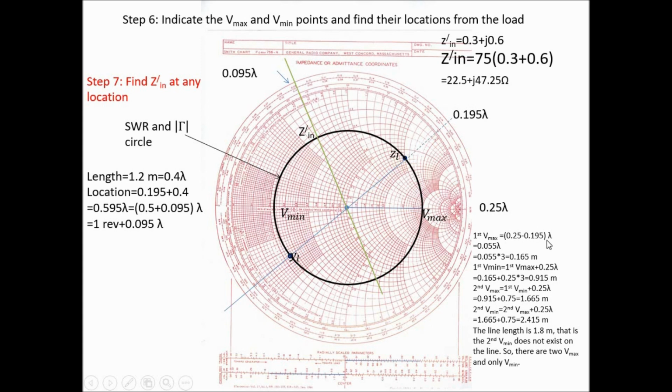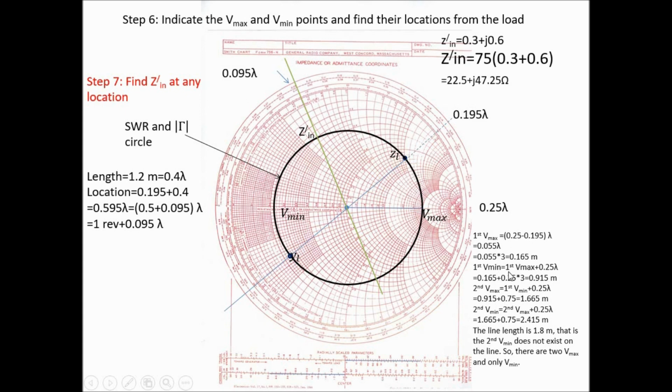Distance will be 0.25 minus this. So you'll get 0.055 lambda. And lambda was 3 meters that we calculated before. So that will be 0.165. So that's the first maximum.